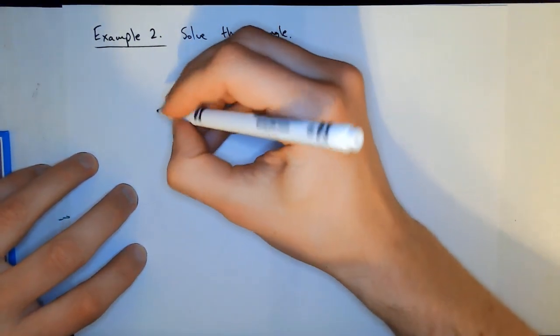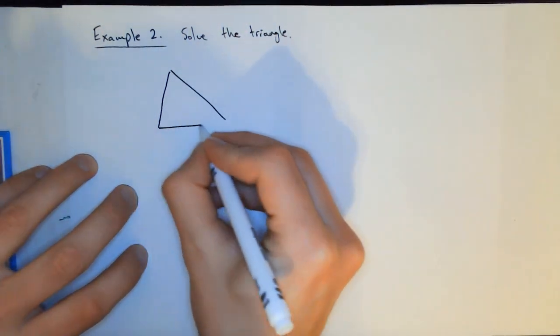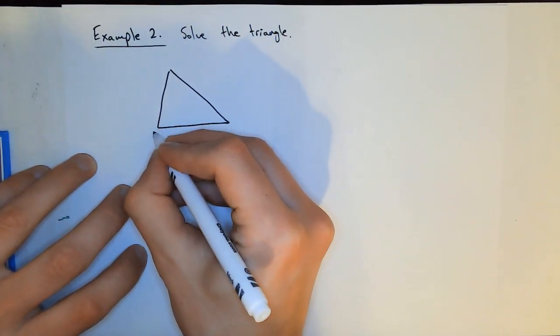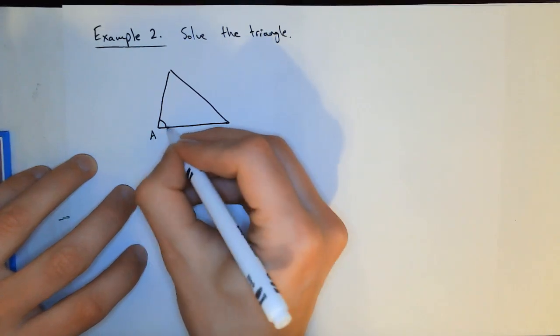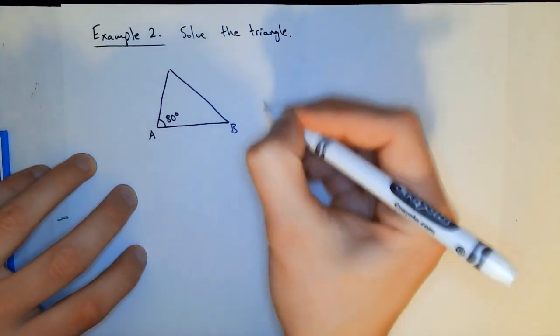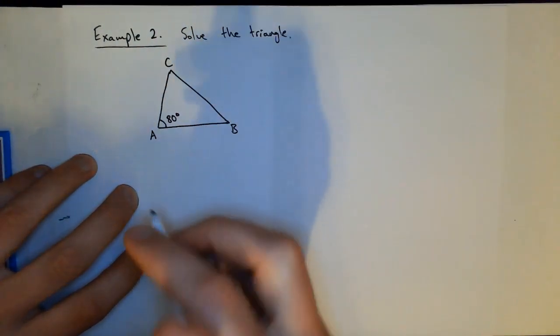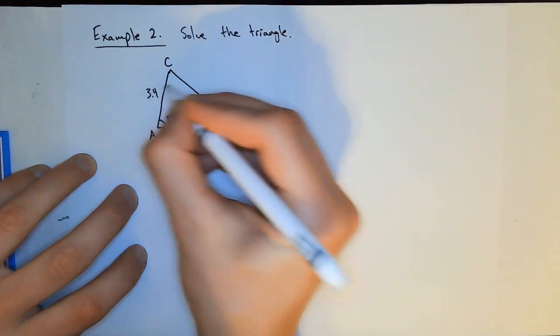And we have something like this. Okay. Angle A is 80 degrees. We don't know angle B and we don't know angle C. So this time we don't know 2 of the angles, but we have 2 of the sides.